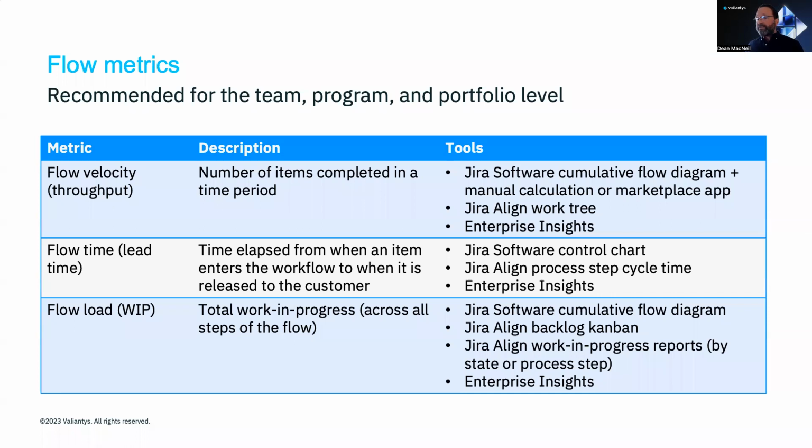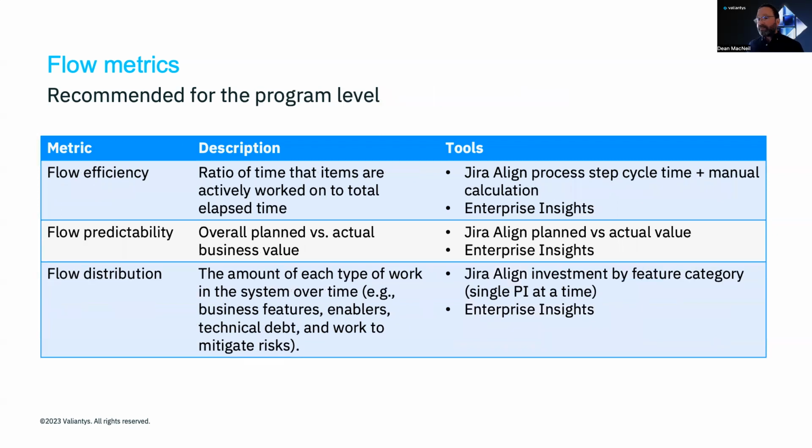Flow metrics measure how efficiently an organization delivers value. The Scaled Agile framework suggests 6 flow metrics based on Mik Kersten's flow framework. 3 of them can be measured at the team, program, and portfolio levels using Jira Software, Jira Align, and Enterprise Insights. These are flow velocity, flow time, and flow load, otherwise known as throughput, lead time, and work in progress. 3 more can be measured at the program level in Jira Align and Enterprise Insights. They are flow efficiency, flow predictability, and flow distribution.